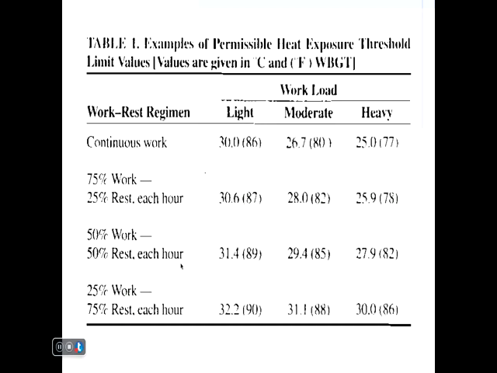For example, on the heavy side for the next one, if it's 25.9 degrees Celsius, they recommend working for 75% of the time and resting for 25% of the time each hour. So you'd work 45 minutes, you'd rest 15 minutes. If it gets 2 degrees hotter on the Celsius scale and heavy work, you would work 30 minutes and rest 30 minutes. If it gets to 30 degrees Celsius, they recommend that you work 15 minutes and rest 45.